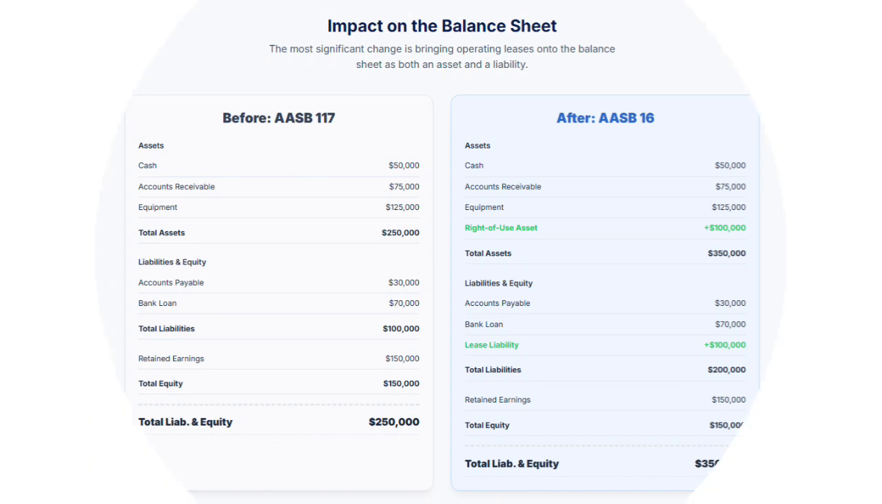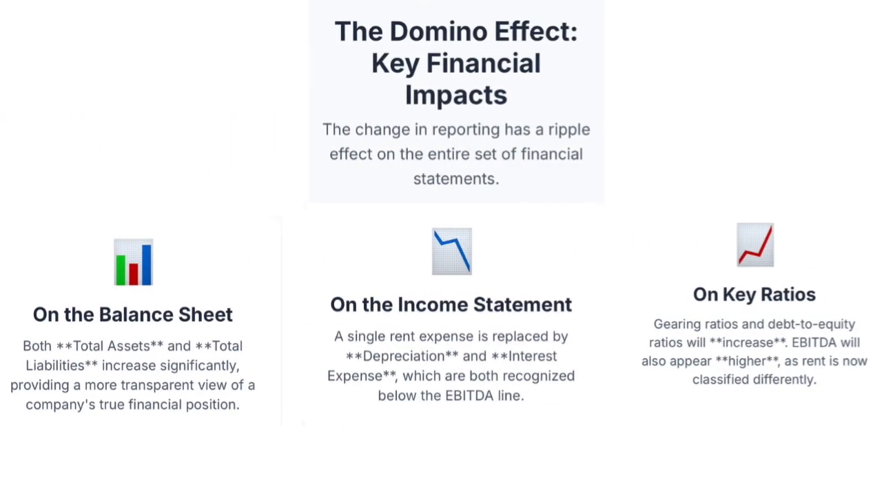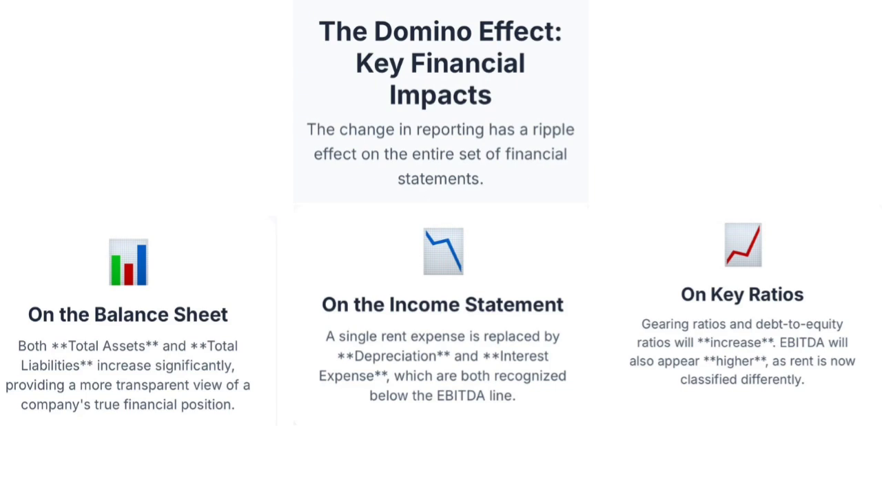What this means for financial statements. This change has a domino effect on your financial reports. Balance sheet: your total assets and total liabilities will increase. This gives a more accurate picture of the company's financial health and its obligations.